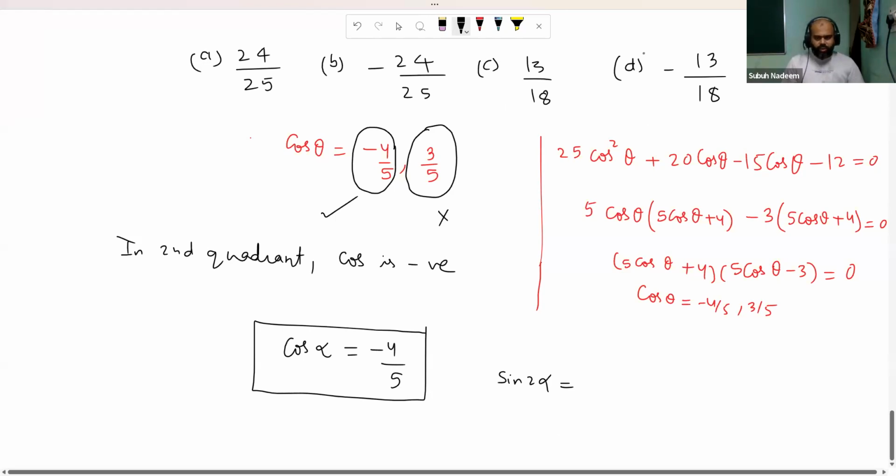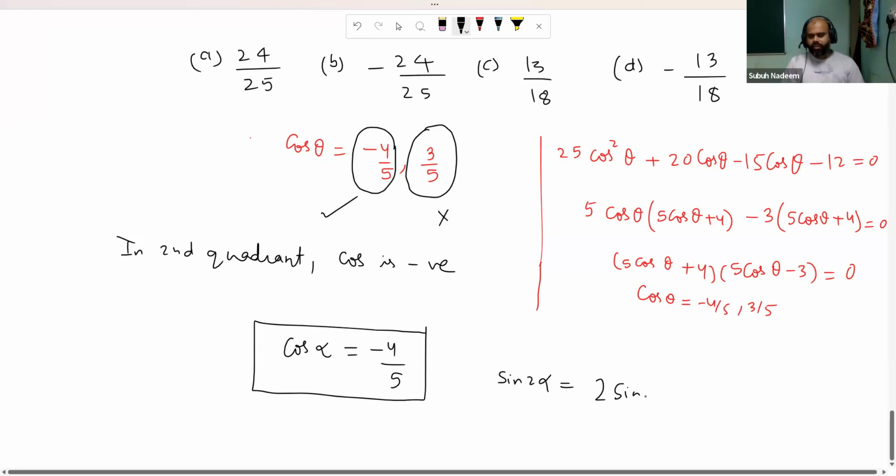So what will you do next? Can you tell me? Sir, I got minus 24 by 25. Can you tell me the steps? Sir, I did sine 2 alpha is equal to 2 into minus 4 by 5 into 3 by 5.